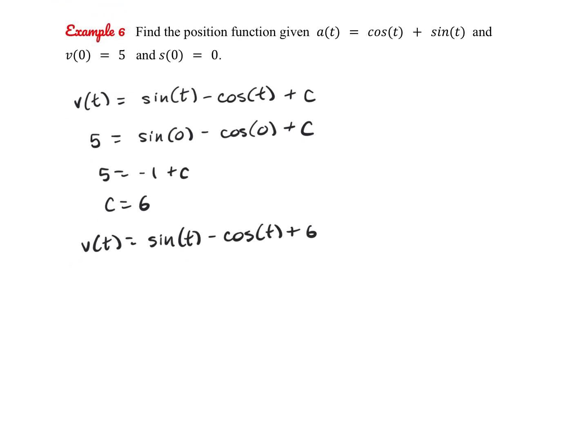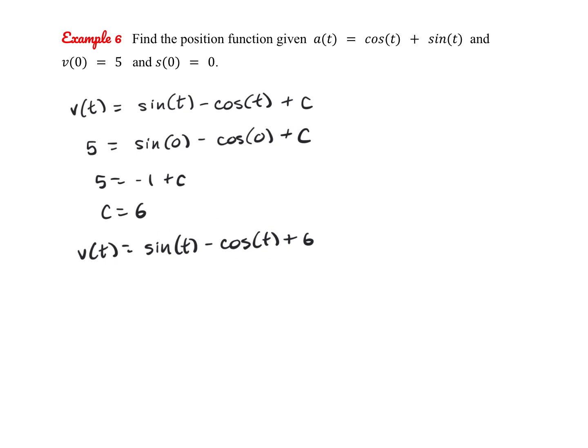But we need to do one more round of an antiderivative to help us find that position function, because we know that the derivative of the position function is velocity. So if we want to end up with a positive sine, we need to start with negative cosine of t. And then here we would have negative sine of t, and then here we'd have plus 6t. And then we do have another constant of integration. I'm just going to give it a different variable since we've already used c.